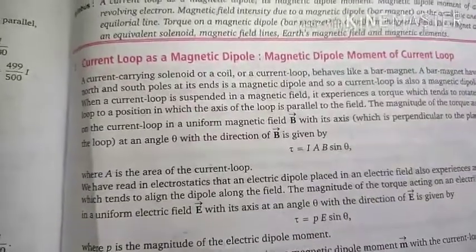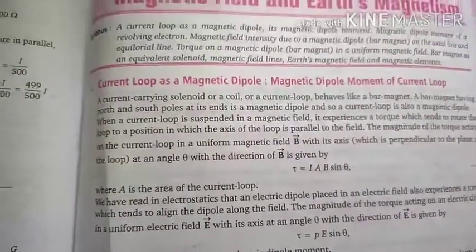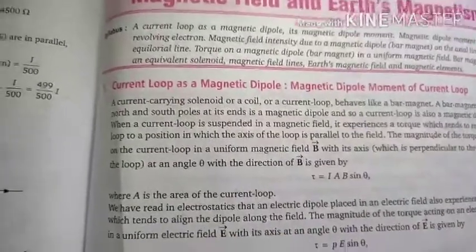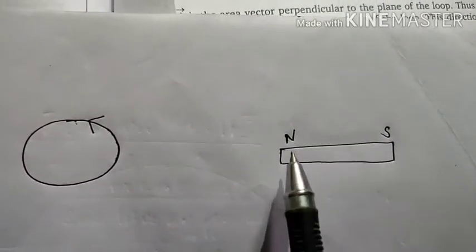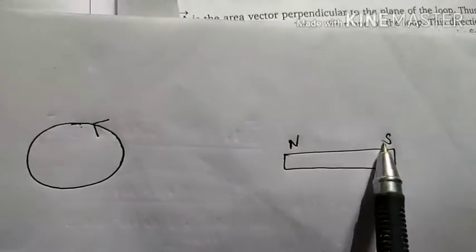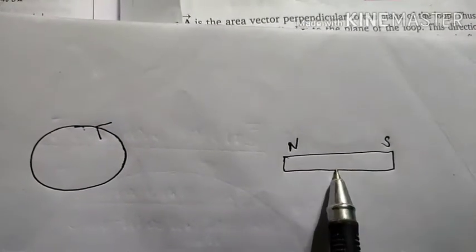Hello children, let me explain how a current loop acts as a magnetic dipole. For that, let me explain a bar magnet. A bar magnet has two poles, north pole and south pole. Therefore, it is a magnetic dipole.